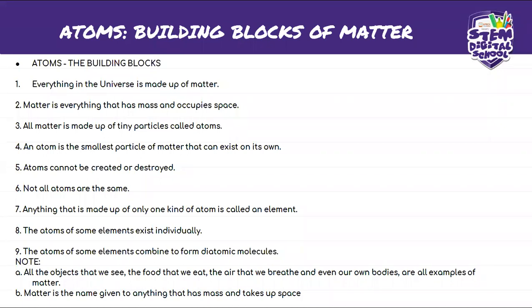And 4, an atom is the smallest particle of matter that can exist on its own. Let me try to explain this further. If we take a chalk and try to break that chalk down into a powder form, you are able to take a small particle of that powder. If you are able to take a small particle, then that will be the atom, the smallest particle of matter that can exist on its own.